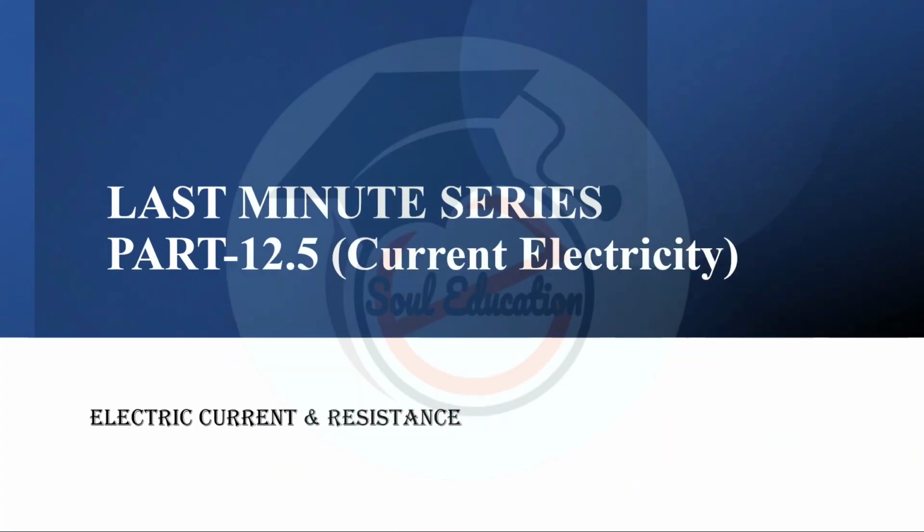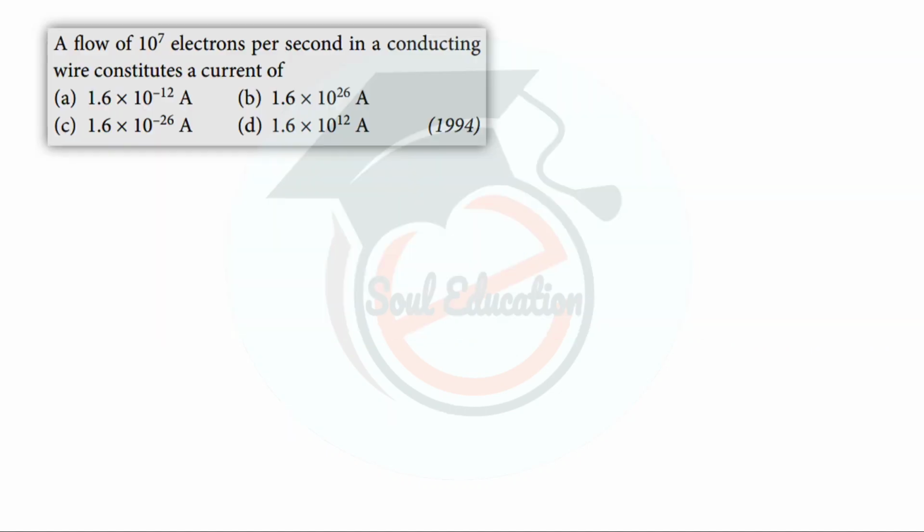Last minute series part 12.5 from current electricity. So in the topic of electric current and resistance, listen, the first problem is based on electric current. In the question, a flow of 10 to the power of 7 electrons per second in a conducting wire constitutes the current.